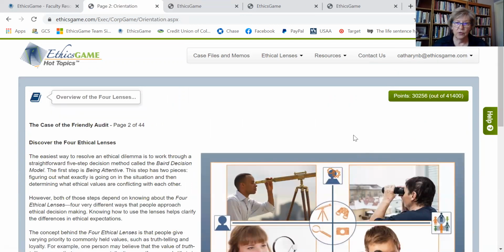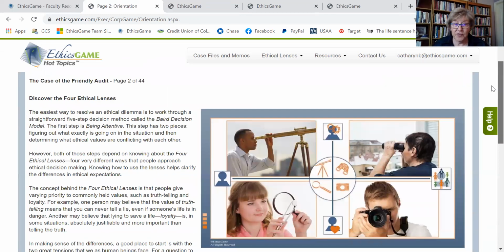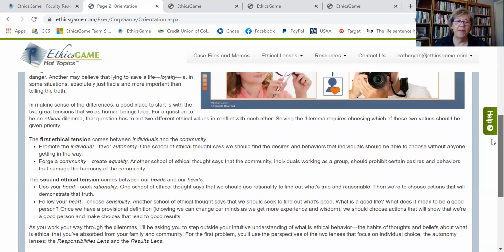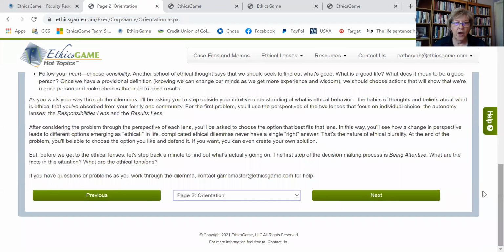On page 2 of both the first dilemma and the second, you get some ethical theory. On this particular page, you get a little bit about the ethical lenses. You get a little bit about values and tension. And again, ethical dilemmas come when you have two good values, both of which are important, but they are in conflict in a way that you can't resolve both of them. And what we want to learn to do is to be in harmony as we answer and work our way through these tensions.